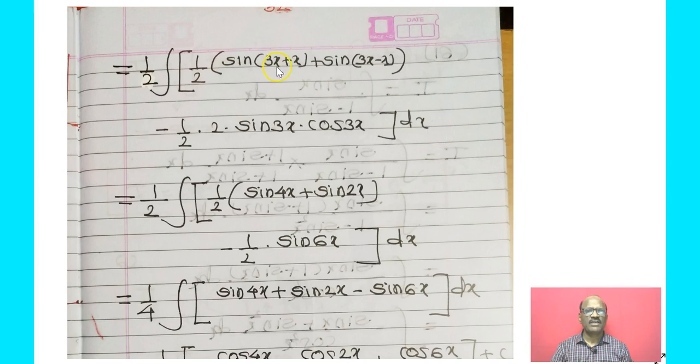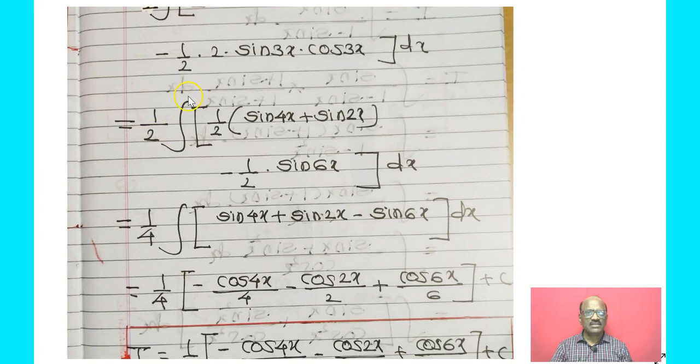First of all, we have adjusted the formula here, that is 1 upon 2 in integral of 1 upon 2 sin of 4x plus sin of 2x minus 1 upon 2 sin of 6x. Now here we apply the formula 2 sin theta cos theta, which becomes sin of 6x. Therefore, taking 1 upon 2 as common, it becomes 1 upon 4 times sin of 4x plus sin of 2x minus sin of 6x.